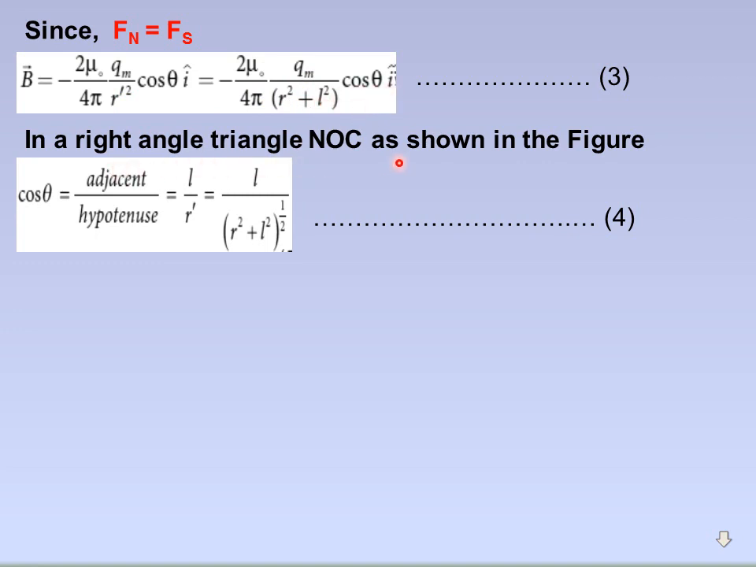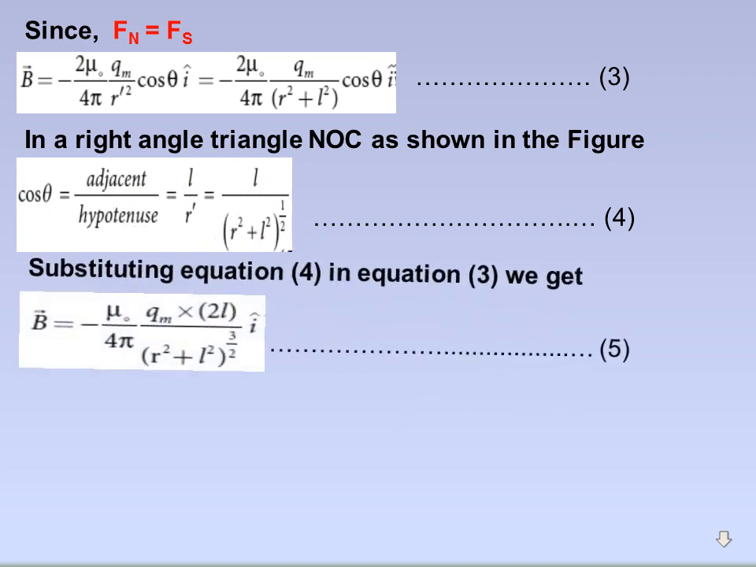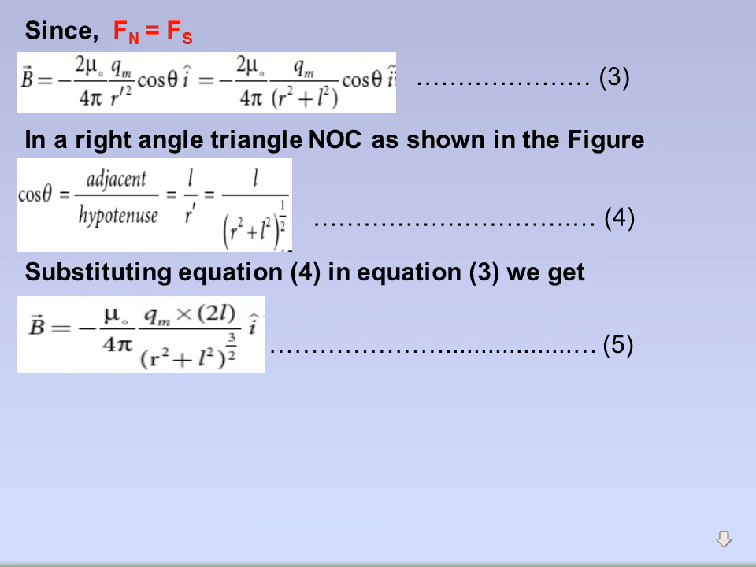Now in the right angle triangle NOC as shown in your figure, it gives cos theta is equal to adjacent side by hypotenuse. So 1 by r dash, which is equal to 1 by (r square plus L square) the whole square. Let us have this as equation number 4. Now substituting equation number 4 in equation number 3, instead of this 1 by r dash, we put: B vector is equal to minus mu naught by 4 pi, Qm into 2L, into (r square plus L square) the whole bracket 3 by 2, into i cap.